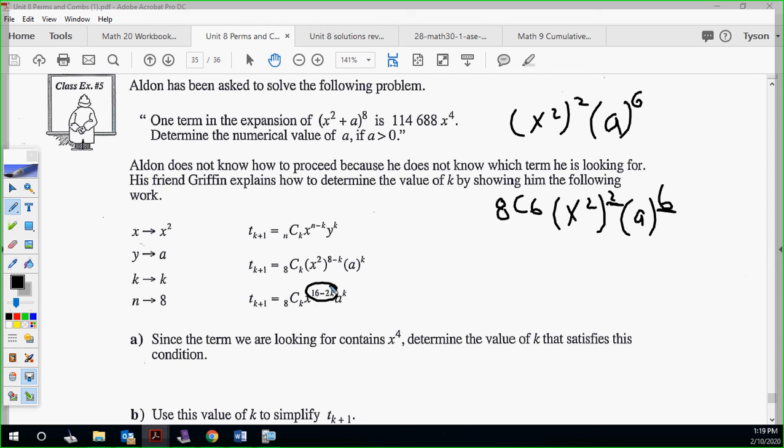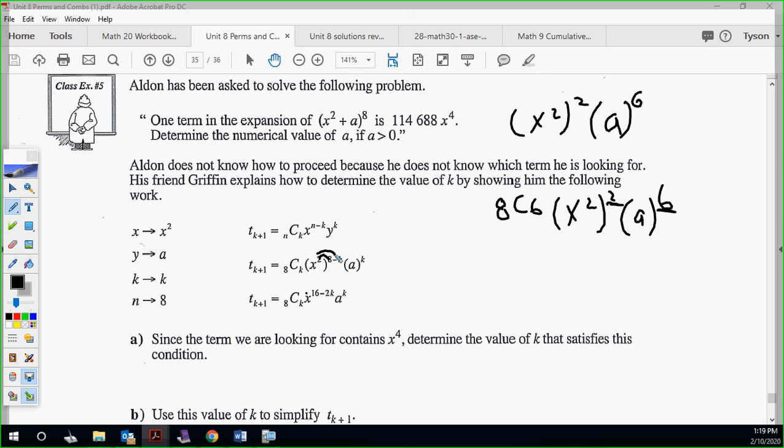Why is it 8 minus k? Where did that come from? We have 8 minus k. That's what the exponent's supposed to be. So distribute the 2, that's where the 16 comes from. 16 and negative 2k. This distributed because that's what power to power is. Power to power is multiplication of exponents.